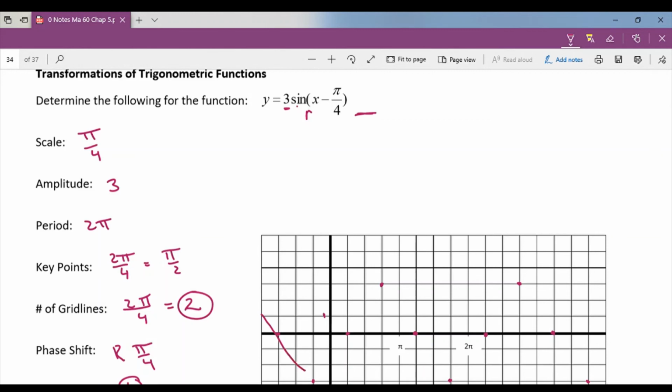So we're going to connect our dots. Hopefully I haven't done any of them off. I'm sure you guys will tell me in the comments if I've done something weird. I miss having you guys to tell me when I make mistakes. And that is my graph of y equals 3 sine of x minus pi by 4.